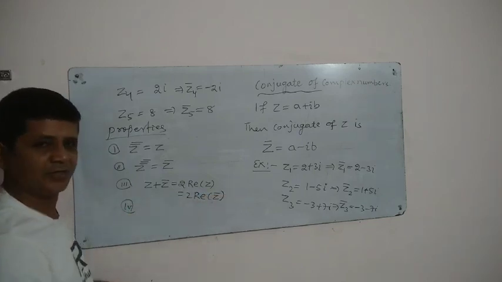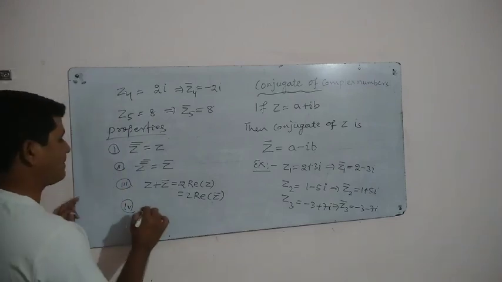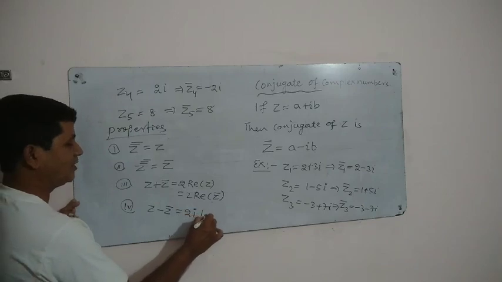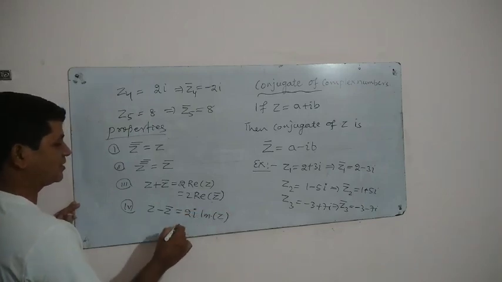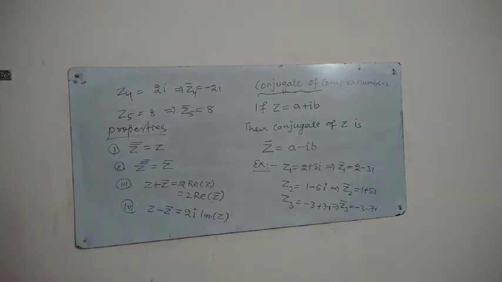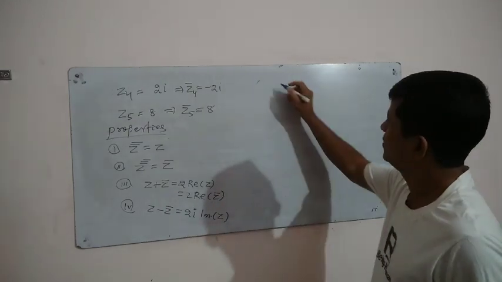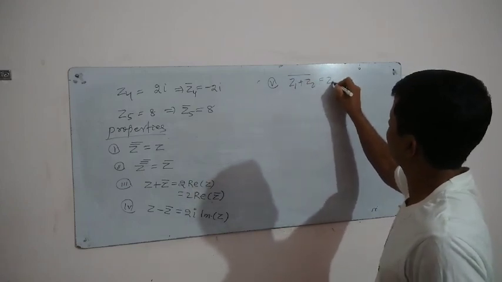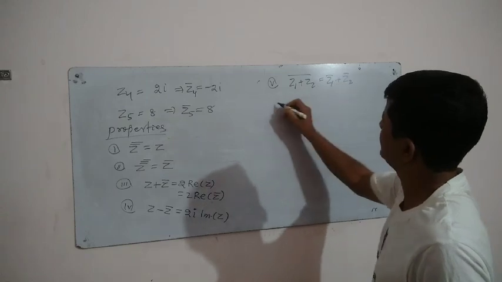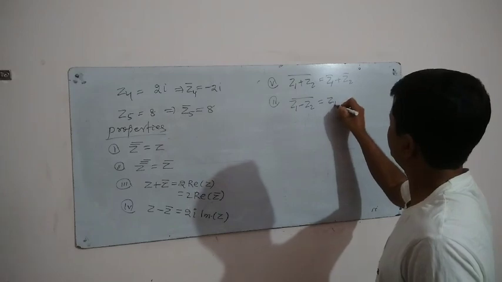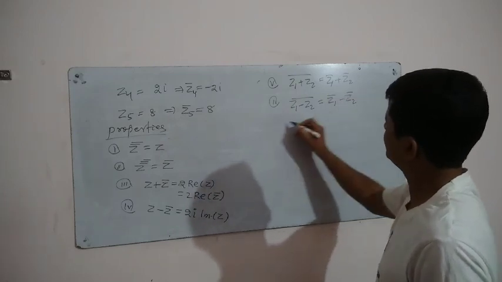Come to the fourth property. Z minus Z conjugate is equal to 2i into the imaginary part of Z. Next, come to the fifth property: Z1 plus Z2 whole conjugate is equal to Z1 conjugate plus Z2 conjugate. Second, Z1 minus Z2 whole conjugate is equal to Z1 conjugate minus Z2 conjugate.